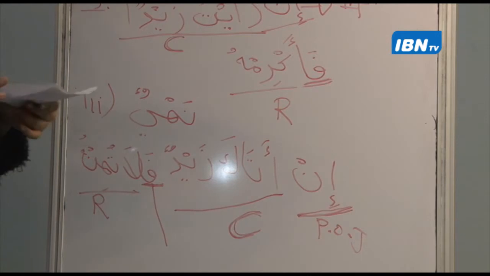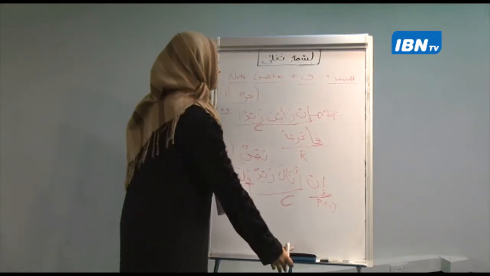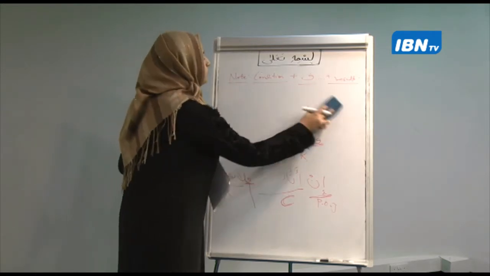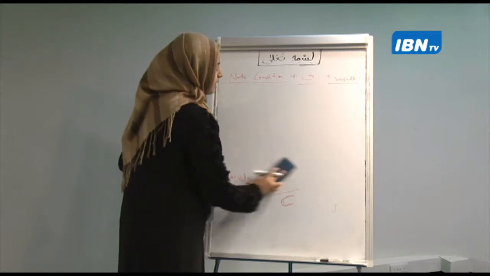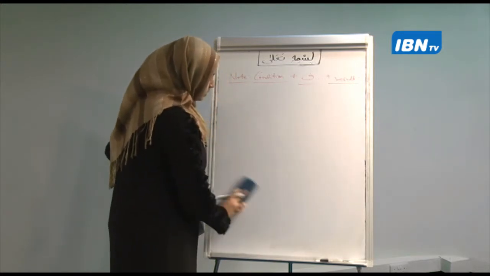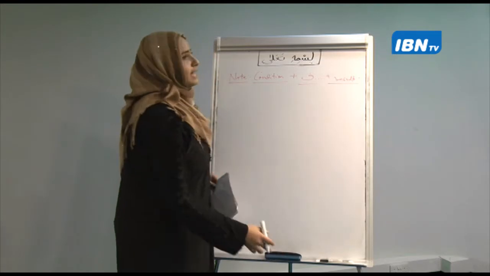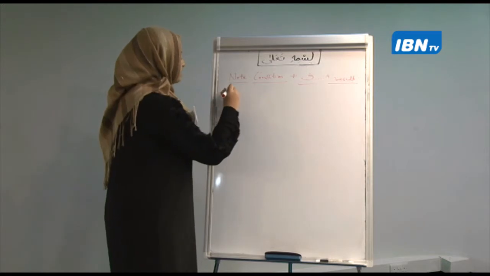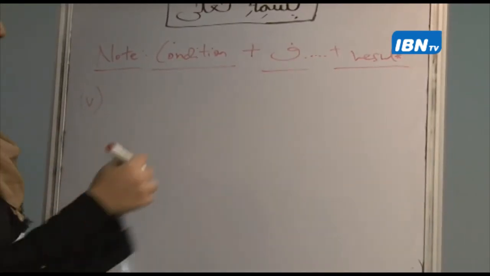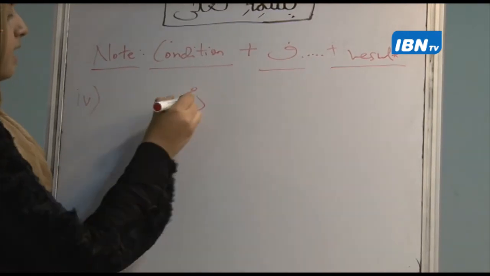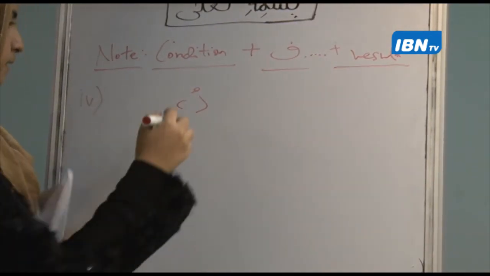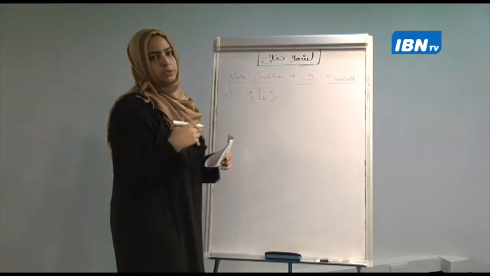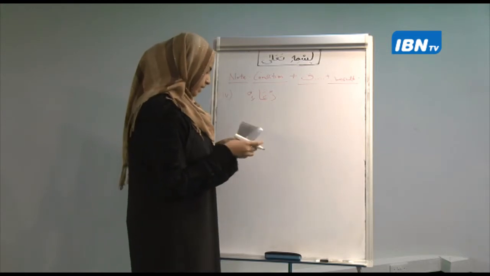Now the last case of the jaza. We had jumlatul ismiya. If the jaza is jumlatul ismiya, or if the jaza is amr, it will take this format. Or if the jaza is a prohibition, a nahyu, it will take this format. Finally, if the jaza is a dua, it will also take this format above. So this is more like a dua. You all know what a dua is, more like a prayer.